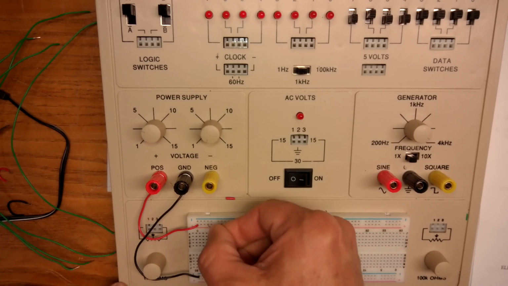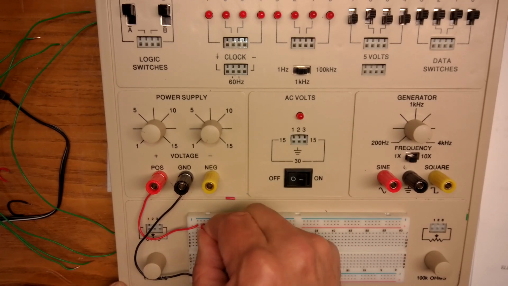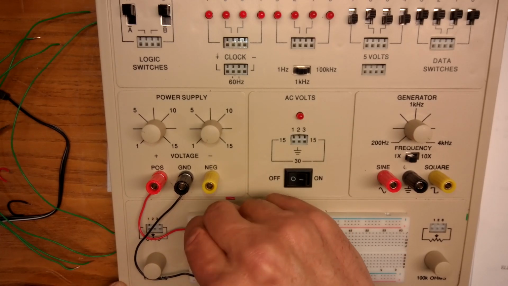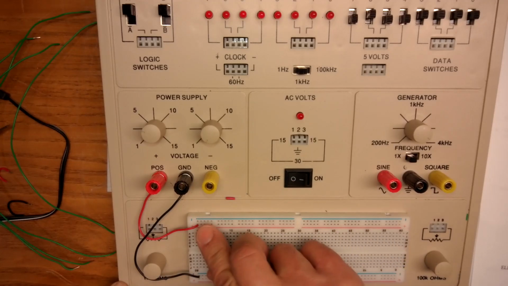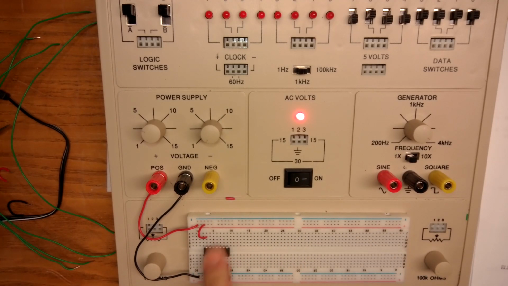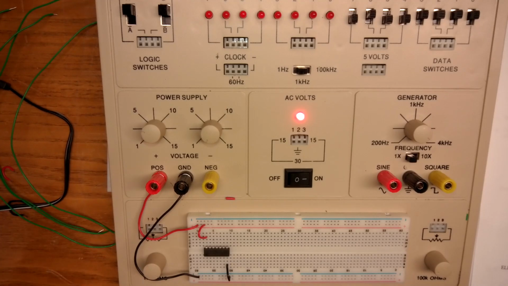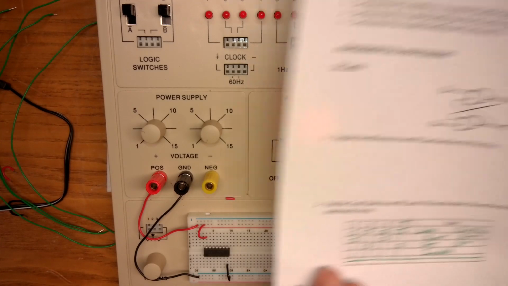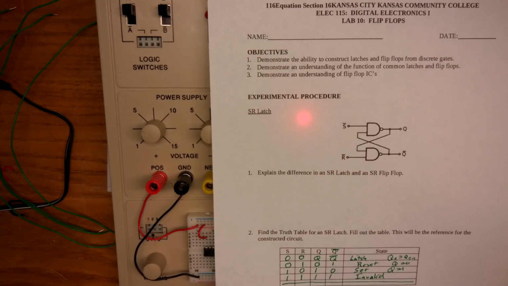And I'll put positive up here. I'll turn power on. I'll double check this. Okay, now what I want to do is build my circuit. So I'm just going to lay the circuit up where we can see it and talk through it.